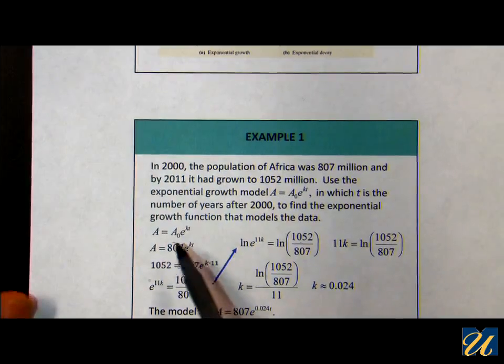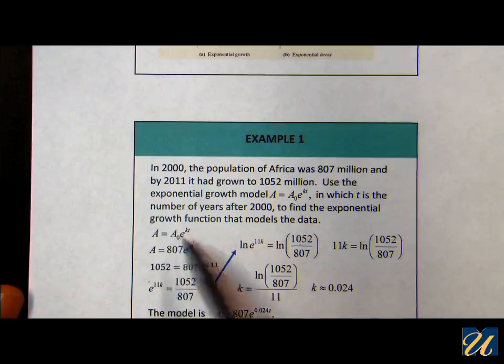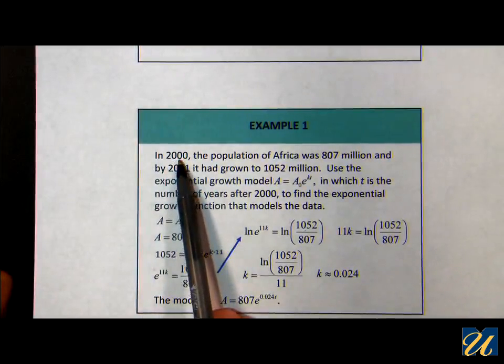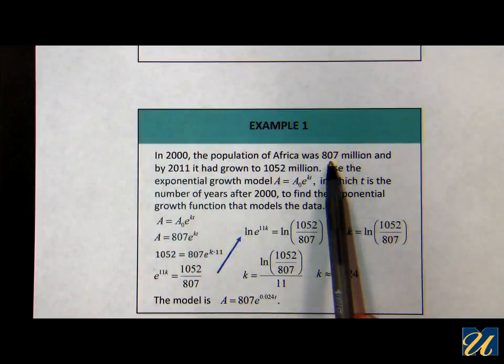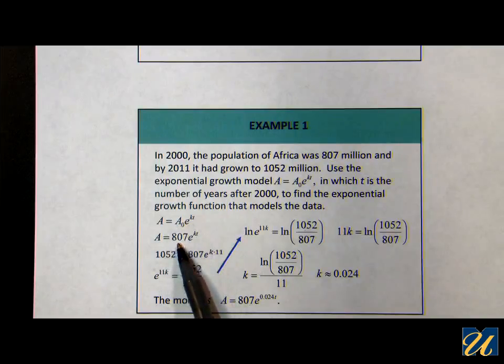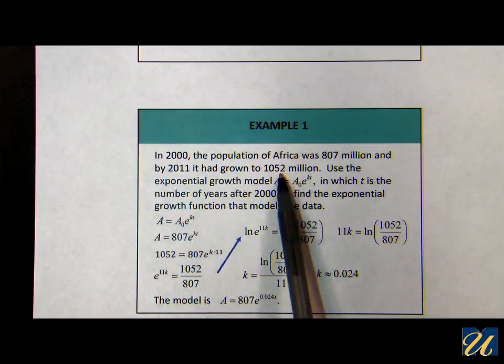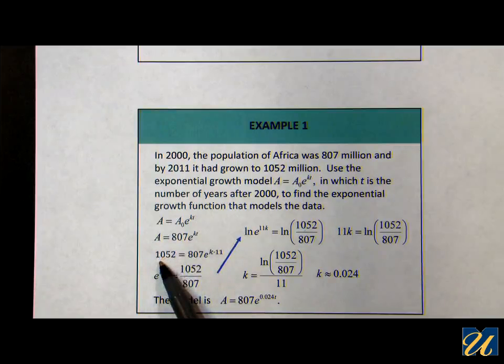So in order to do that, we need to determine the initial quantity here, A0, and the value of k. We'll begin by measuring time from the year 2000. So when t is equal to 0, this will correspond to the year 2000. The population in that year was 807 million, so the initial value A0 is 807. The second piece of data is that 11 years later, in 2011, this is now the value of the population. So when t is 11 years later, A is now 1,052.